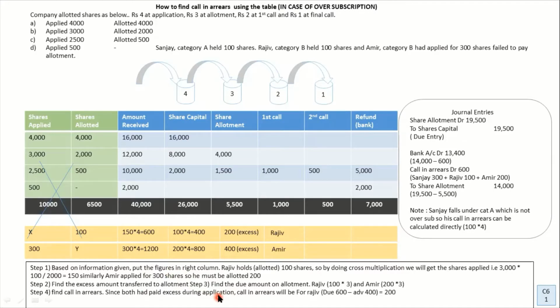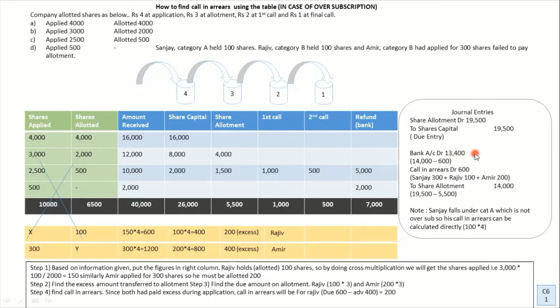Now, how do you put it in your journal entry? The second entry is your due entry for allotment, share allotment to share capital. Now, what is your share allotted? 6,500. What is the amount you ask? 3. So you get 19,500. Now, after this step, one important step you have to understand. Okay, this is one thing which many students make mistake.